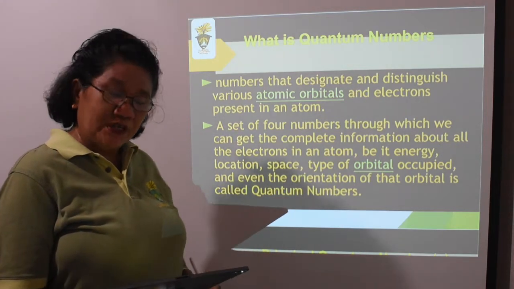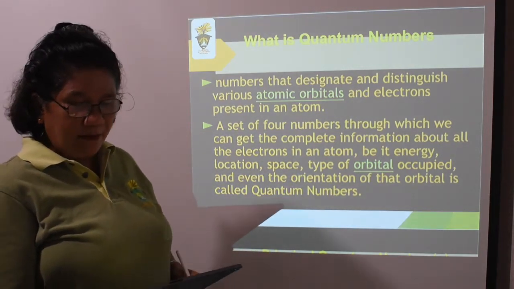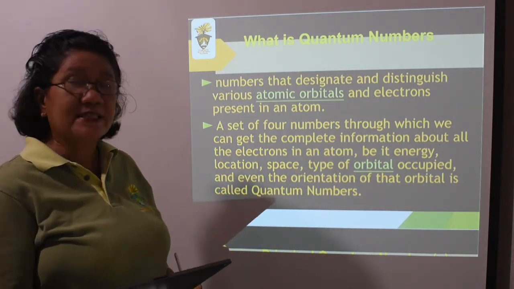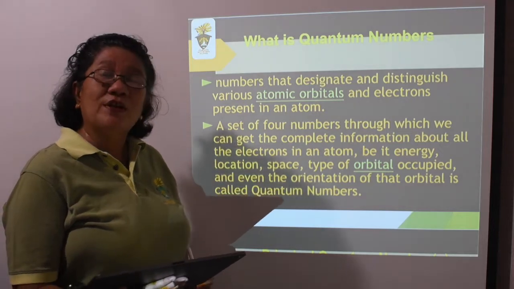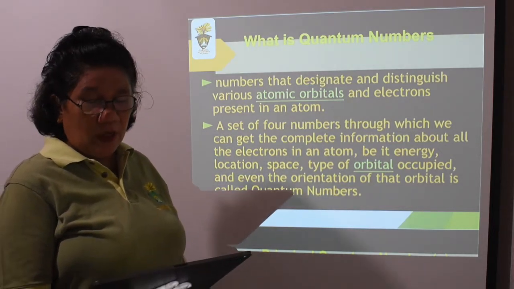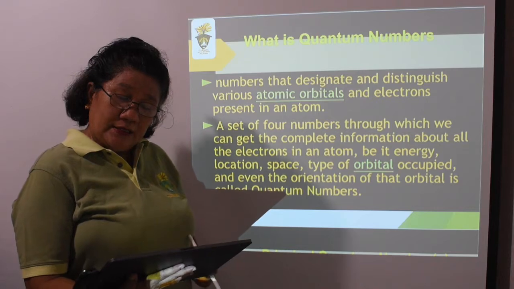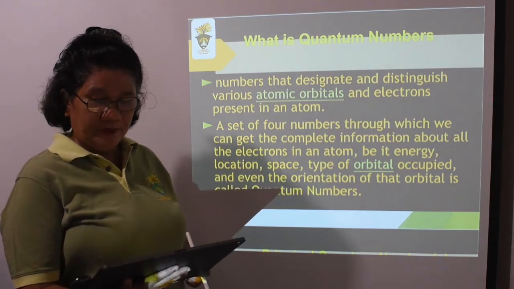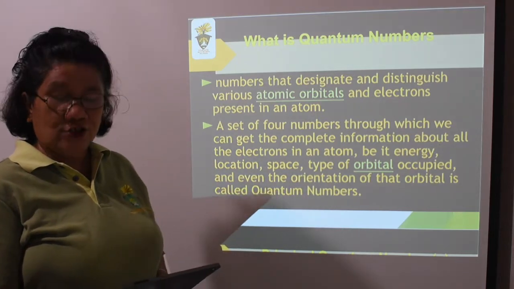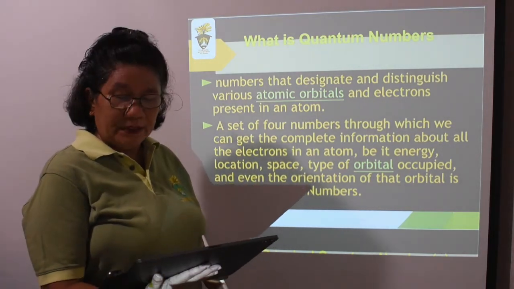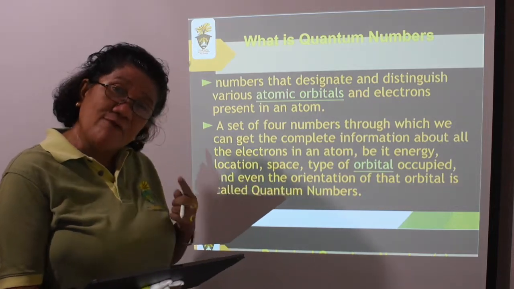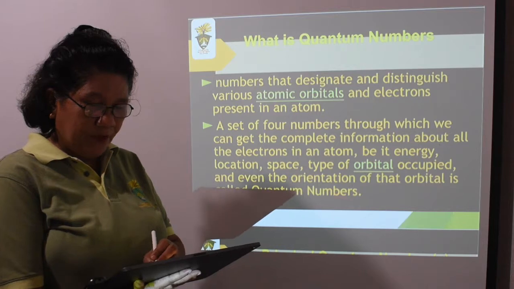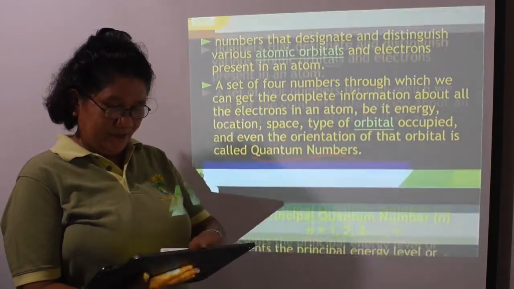Let us define first what a quantum number is. A quantum number designates the number in various atomic orbitals and electrons present in an atom. Actually, there are 4 sets of numbers that could complete the information about all electrons in an atom, be it energy, location, space, type of orbital being occupied, or even the orientation of that orbital. That is what is meant by quantum numbers.